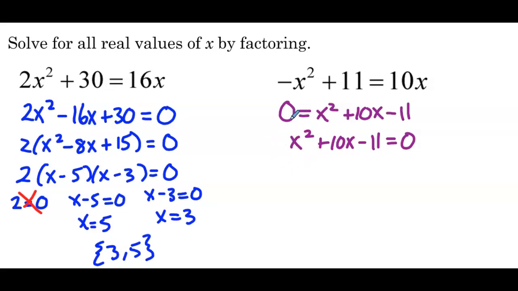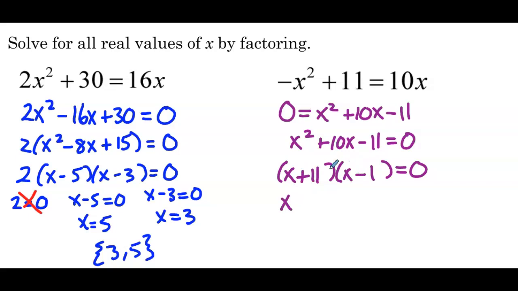Always want a positive x squared term, so that factoring is just a little bit simpler, at least in my opinion. So now we go ahead and factor. We need factors of negative 11 that add to positive 10. So it's going to be positive 11 and negative 1.